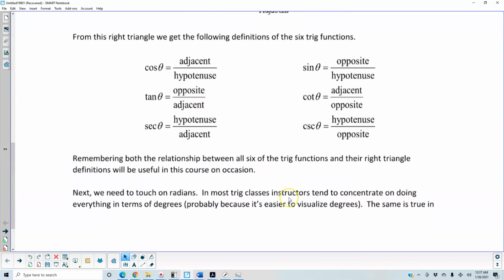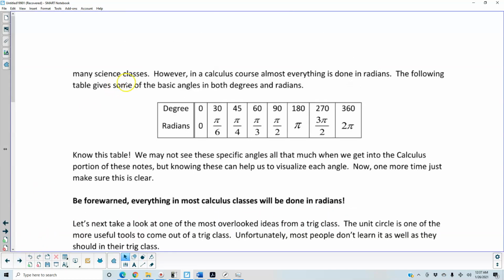Next, we need to touch on radians. In most trig classes, instructors tend to concentrate on doing everything in terms of degrees, probably because it's easier to visualize degrees, and the same is true in many science classes. However, in a calculus course, almost everything is done in radians. The following table gives some of the basic angles in both degrees and radians.